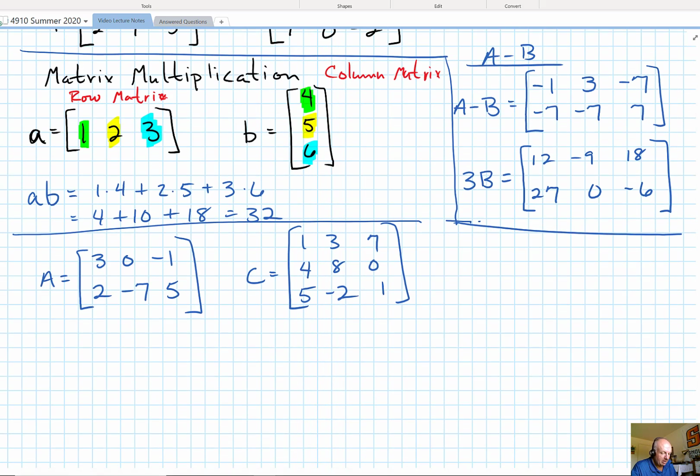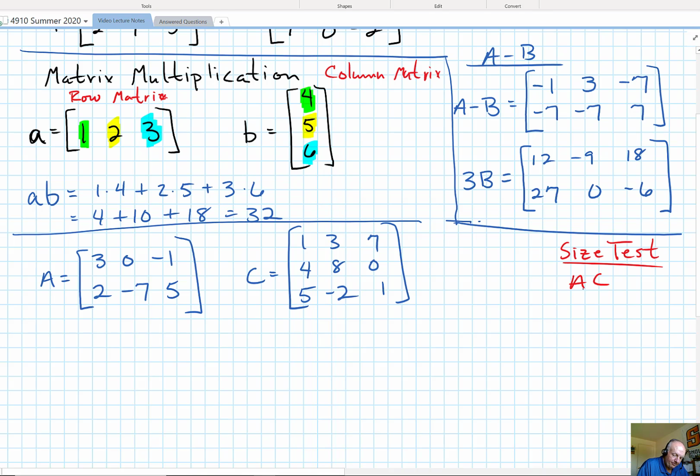So the first thing you've got to do before you can multiply two matrices is run a little thing that I call the size test. The sizes have to match up. So here's the size test. If you're going to do A times C, order matters. A times C, order matters in matrix multiplication. Matrix multiplication is not commutative.